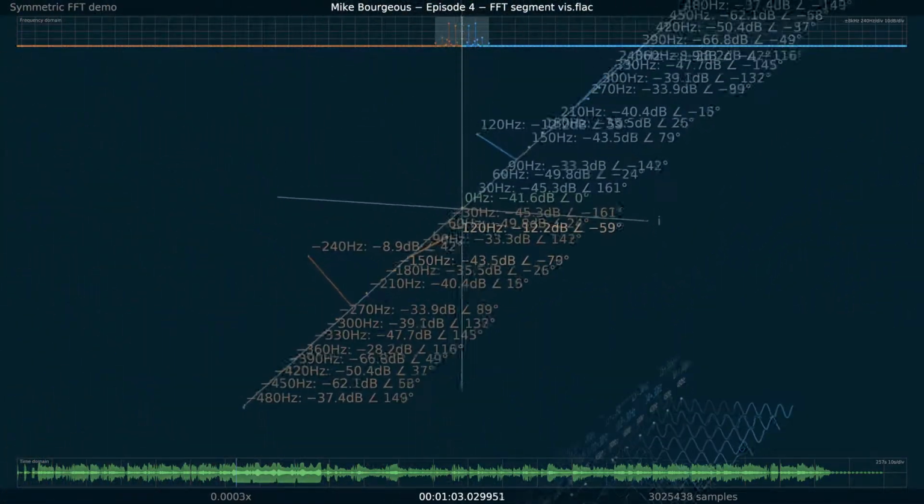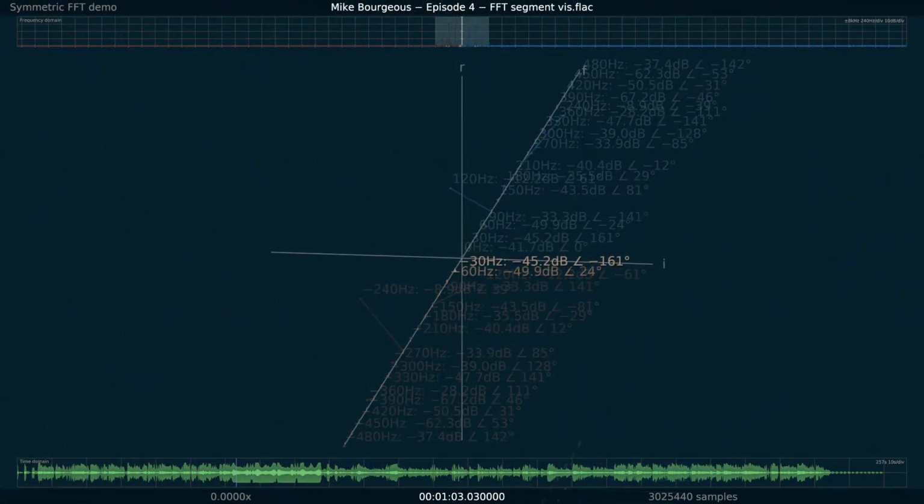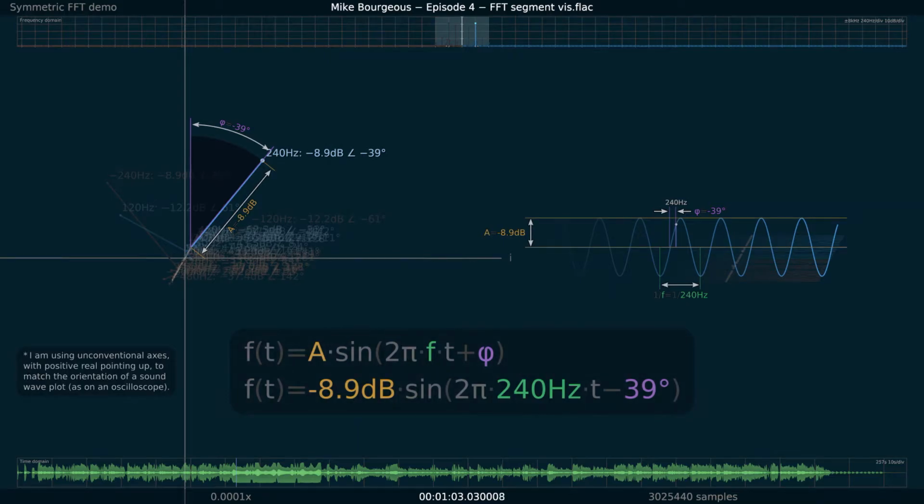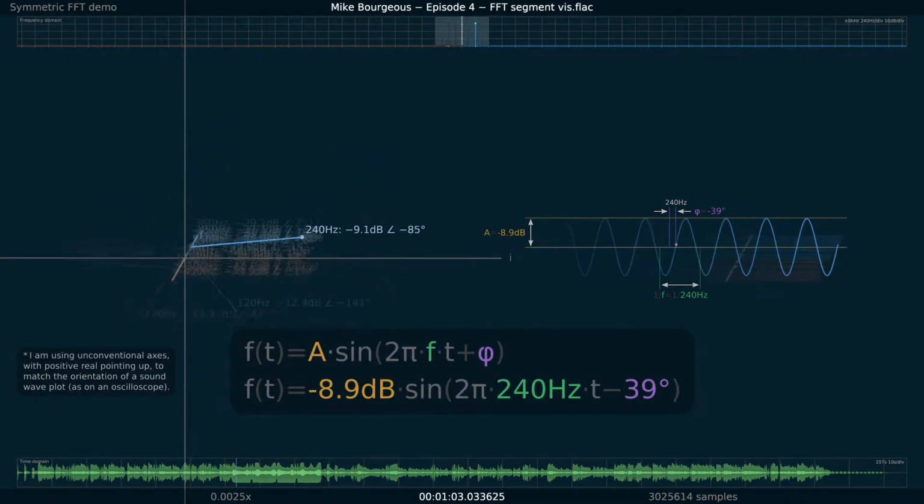Each frequency is represented by a 2D vector with an x and a y, or equivalently a complex number with a real and an imaginary part. The length of this vector gives the amplitude of the corresponding wave, and the rotation gives the phase. These numbers are coefficients in the equation for a sine wave.